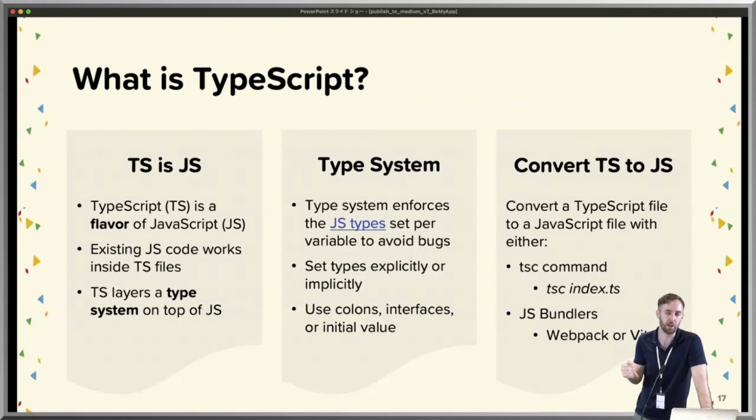So like HTML elements, I can define a type that is just radio buttons, and I can enforce that in my code. It sets the types sometimes for you if you don't specify, or you can specify, hey, this variable is only supposed to take an integer. And you can use colons, interfaces, or initial values to do that. So what does that even mean?